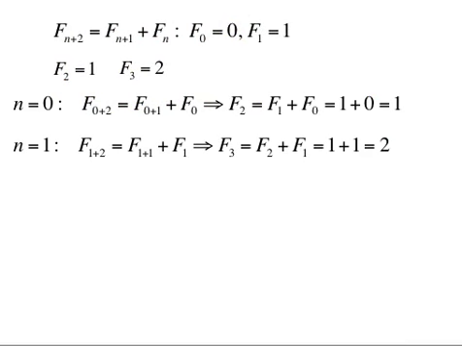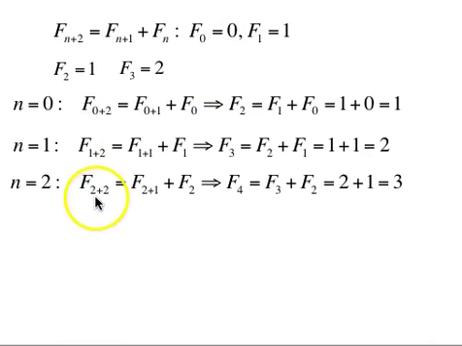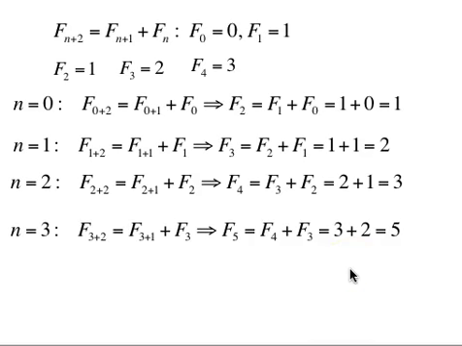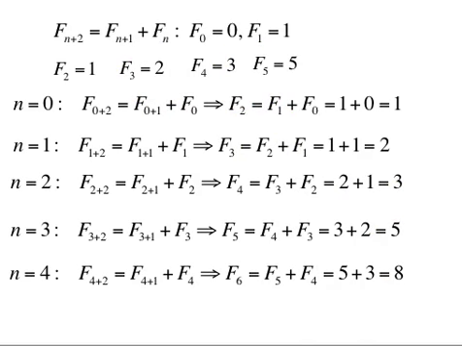To get f sub 4, we need n equals 2. f2 plus 2, f4 is f3 plus f2. f3 is 2. f2 is 1. 2 plus 1 is 3. Again, notice f sub 4 is the 2 previous added. 2 plus 1. Similarly, n is 3. f3 plus 2 is f3 plus 1 plus f sub 3. f5 is f4 plus f3. f4 is 3. f3 is 2. 3 plus 2 is 5. And similarly, to get n equals 4, f6 is f5 plus f4, which is 8.